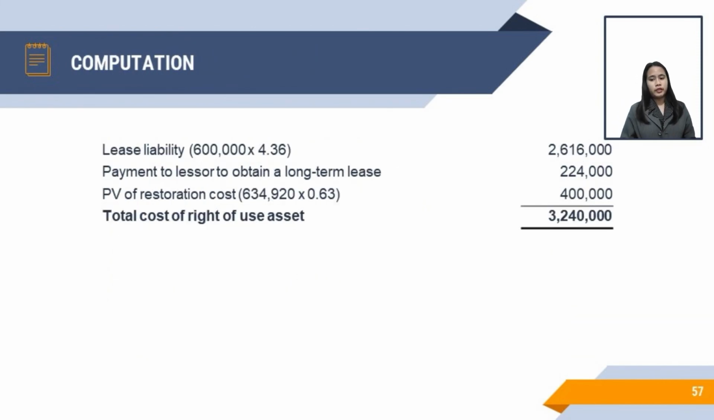Again, we will have to compute for the total cost of right-of-use asset. So, paano ba natin to kinukuha? Again, this liability of 2,616,000 plus the payment to lessor to obtain a long-term lease of 224,000 and the present value of restoration cost of 400,000. Paano natin to kinuha itong present value of restoration cost? We will have to multiply 634,920 by 0.63. And there we have 3,240,000. This is the total cost of right-of-use asset.